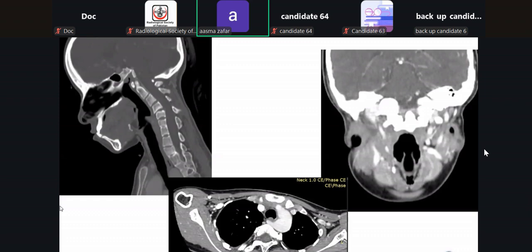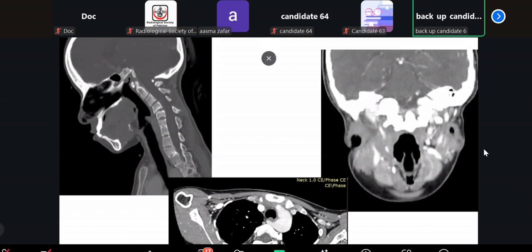Look at this image. Same patient. Okay. In this patient, madam, there is a dilated vascular structure coursing behind the trachea, and it has a retrotracheal impression.